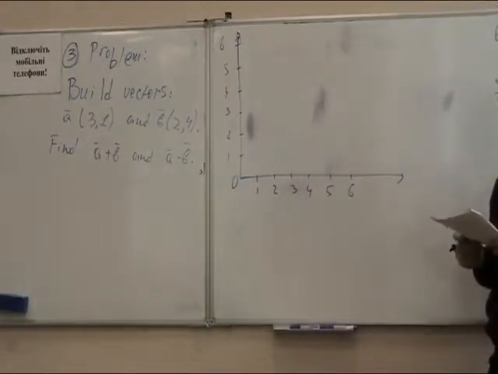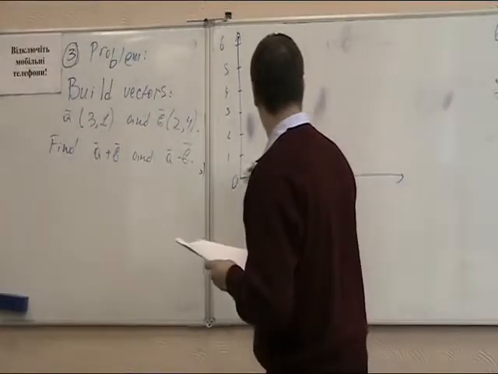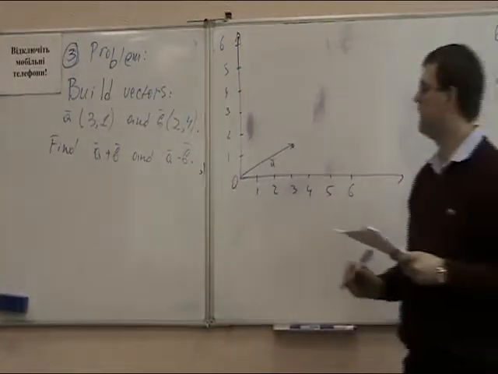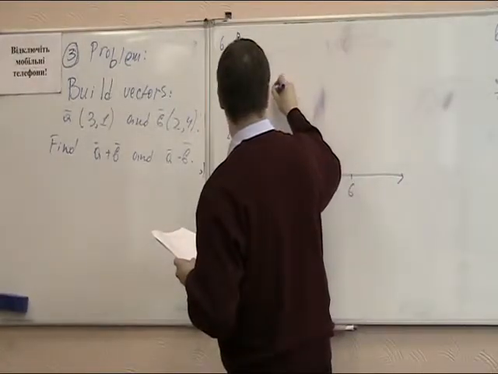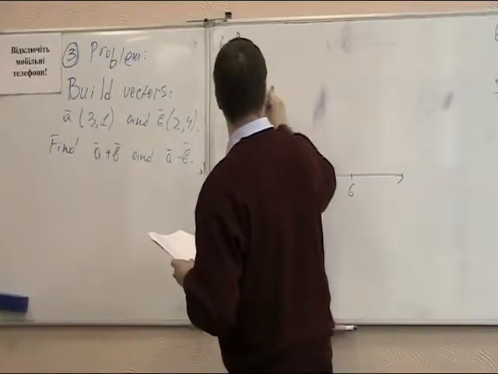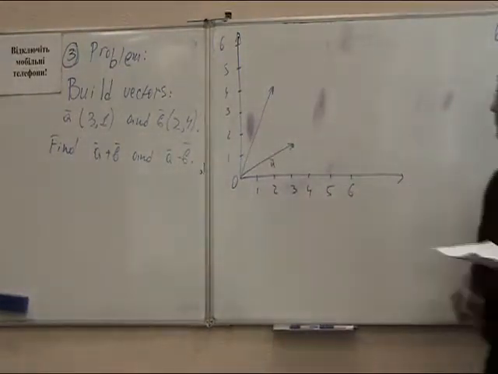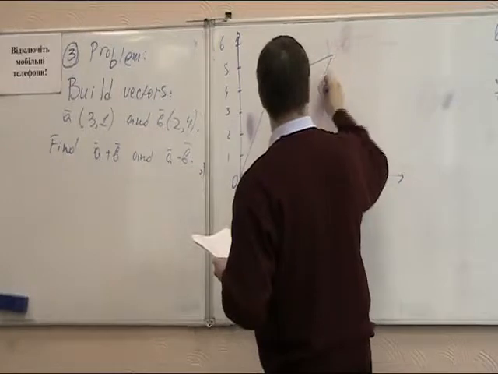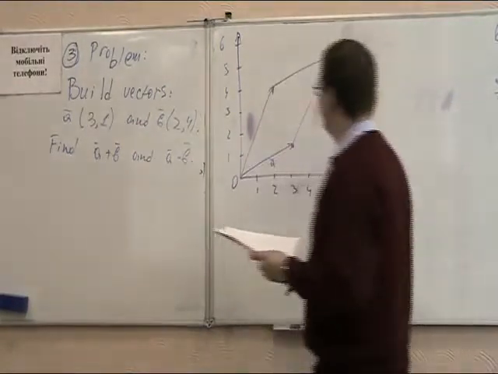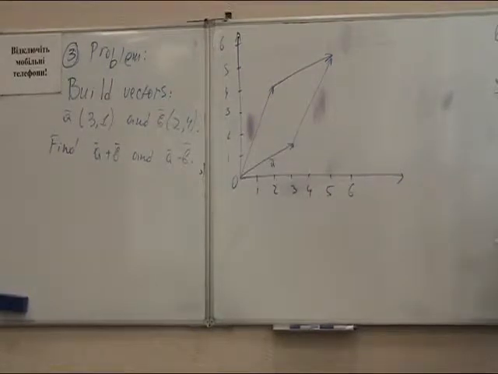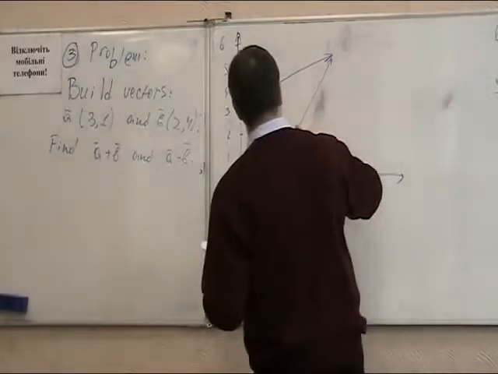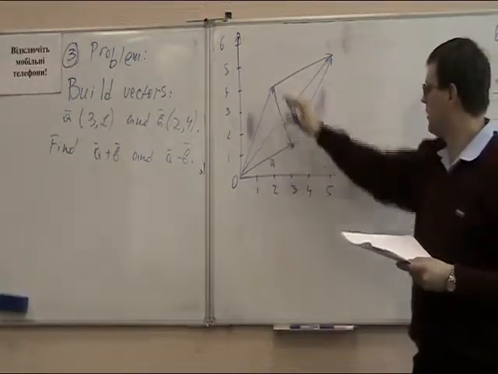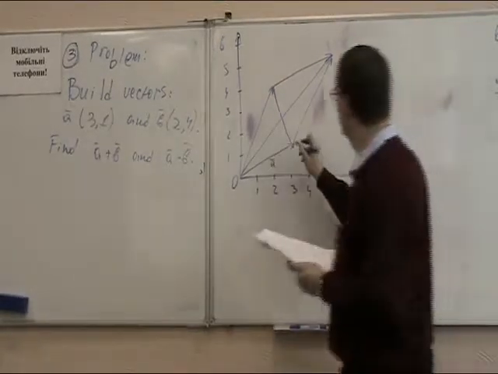So if we build those vectors, the first is going to be this one over here. This is our vector A. The second is vector B, which is 2 and 4, somewhere around here. I think it should be very simple how to build vector A plus B. What about vector A minus B? So it goes like this one. Where do I put the arrow? Over here? To A. Down, okay.